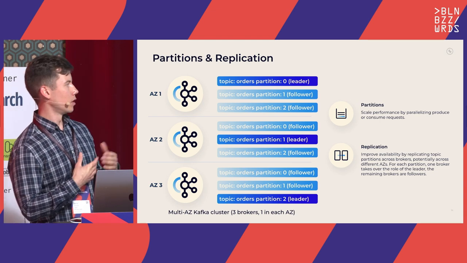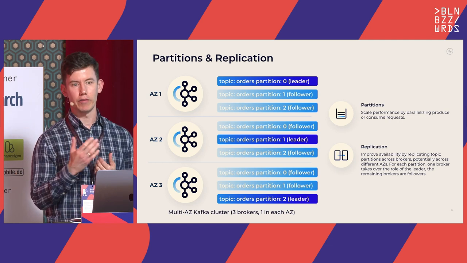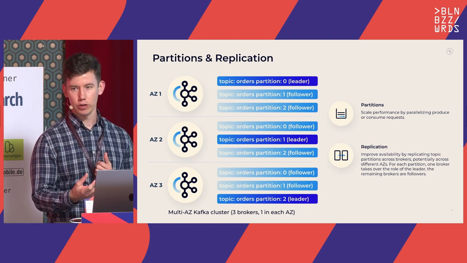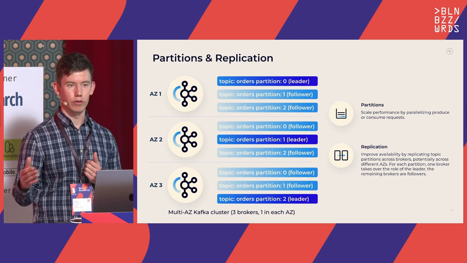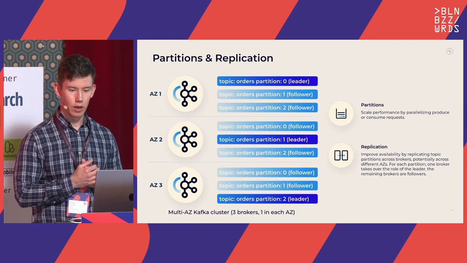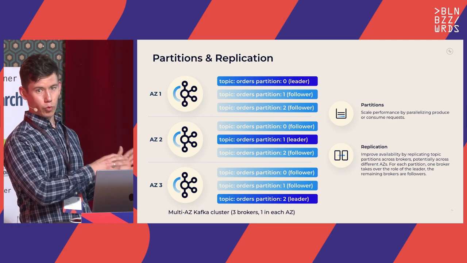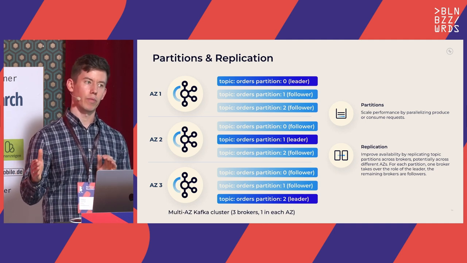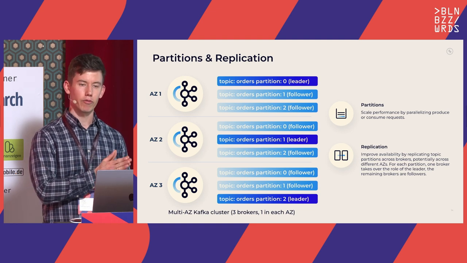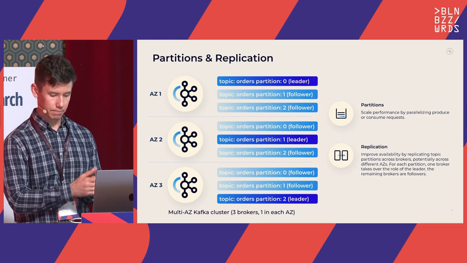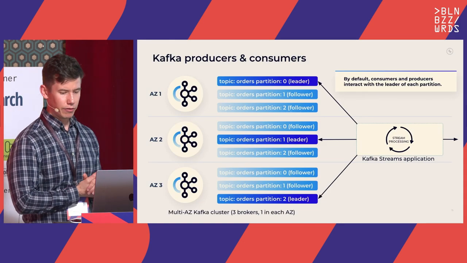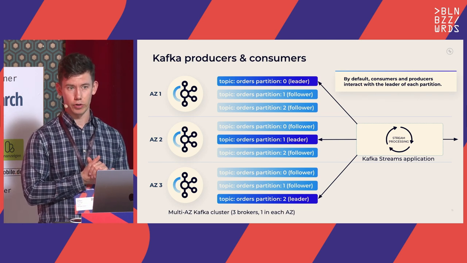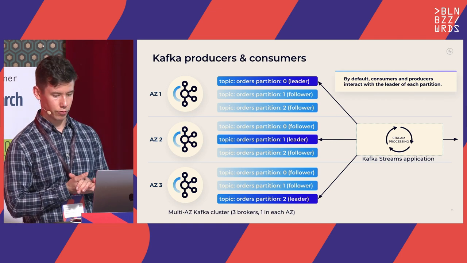Typically, I would say a typical configuration is a replication factor of 3. So each topic partition will be replicated across 3 different Kafka brokers. For each partition, one of the Kafka brokers will take over the role of a so-called leader, and all other Kafka brokers maintaining a replica for this partition will become a follower. By default, both consumers and producers interact with only the leader of each partition, so they don't talk to followers.